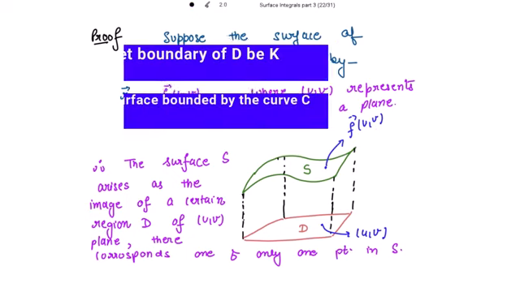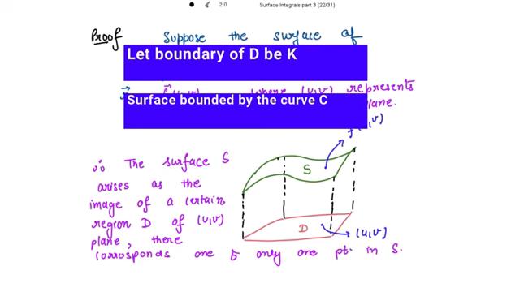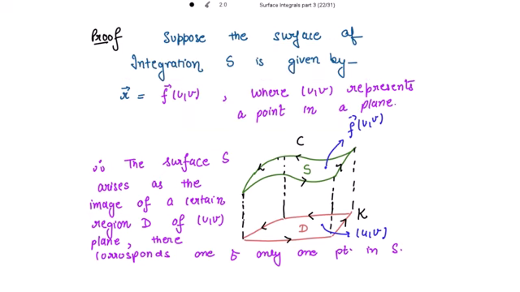Now we have to take the boundary of D and also the curve which is bounding the surface S. So let K be the boundary of D and C the curve bounding the surface S. Important to note here is that their sense of description is the same. If K is in this sense of direction, then C also has that sense of direction, marked with these arrows in the same direction. So let K be the boundary of D whose sense of description corresponds to that of curve C bounding surface S. Let's start with the first part of this proof.